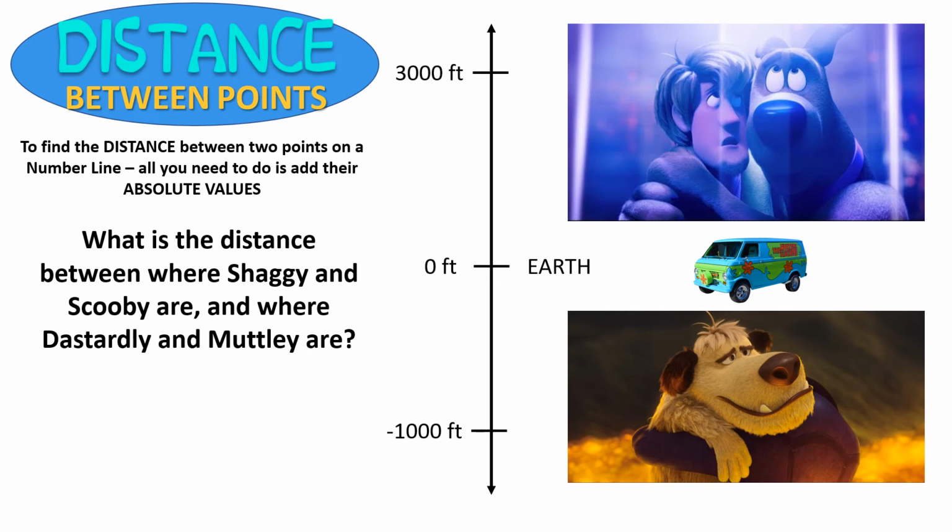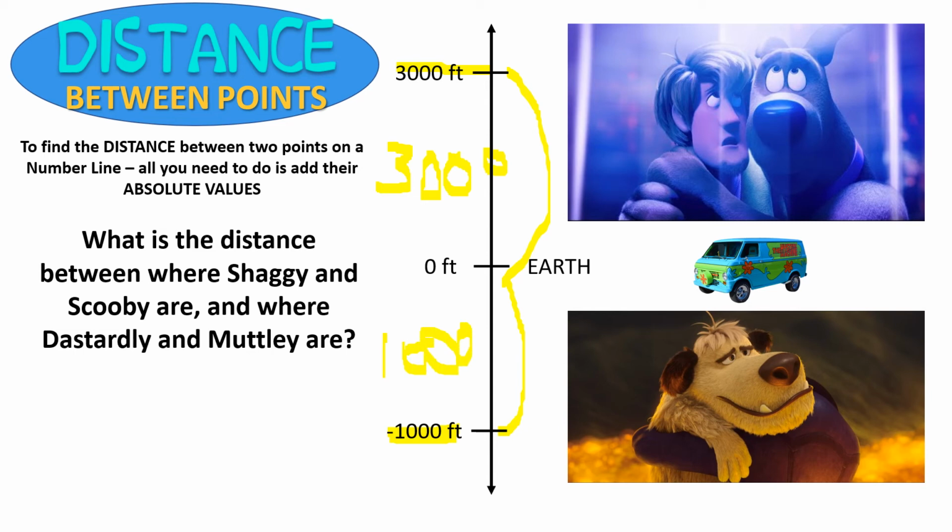My question to you is, what is the distance between where Shaggy and Scooby are and where Dastardly and Muttley are? So, looking back at the description, remember, to find the distance between 2 points on a number line, all you have to do is add their absolute values. And remember, that absolute value is simply the distance between a number, so in this case 3,000, and 0. And then here, the distance between -1,000 and 0. So looking at this number line, 3,000 is 3,000 away from 0. And even though we have a negative integer here at the bottom, that -1,000 is 1,000 away from 0.